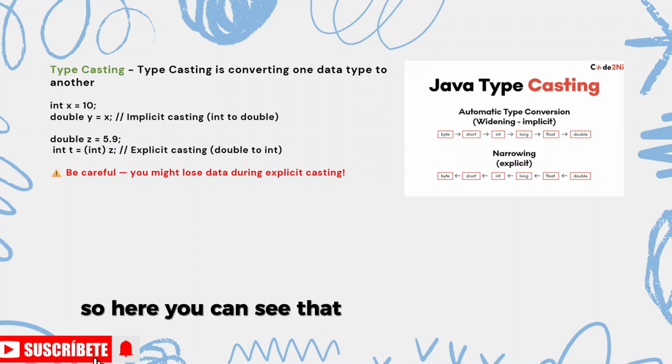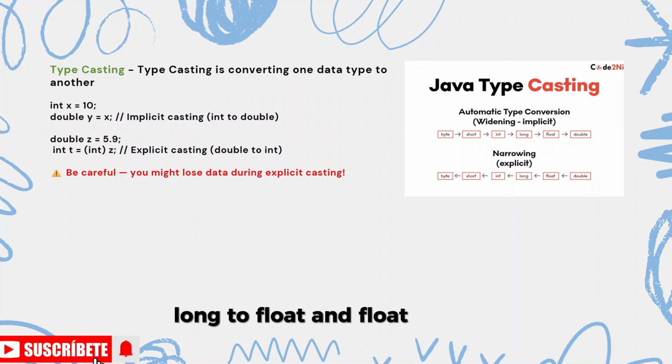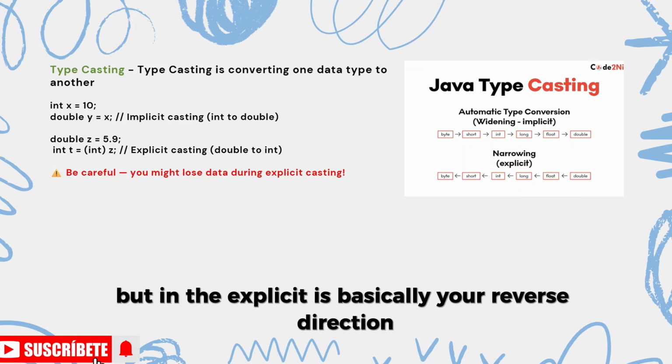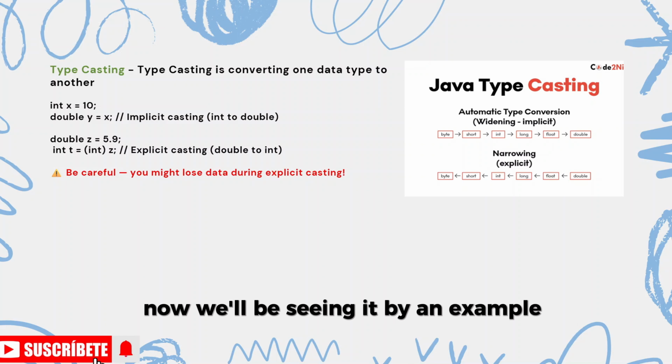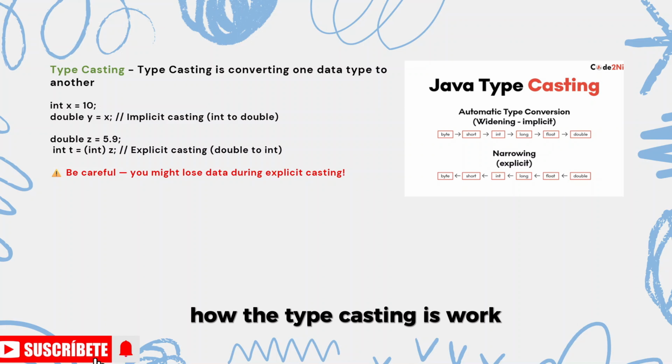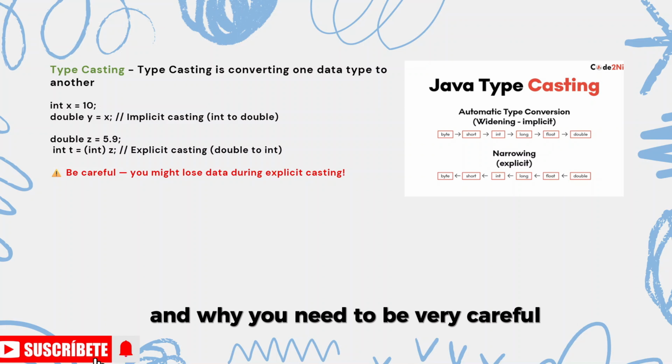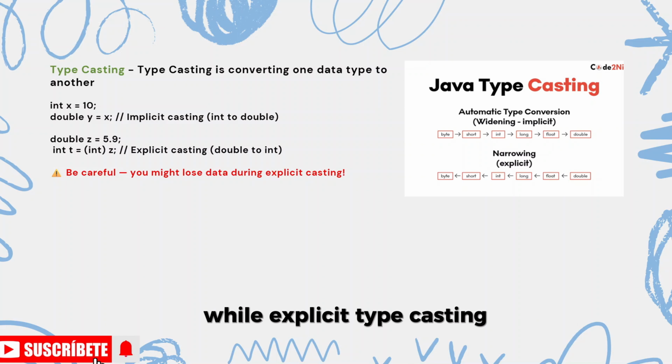So here you can see that the implicit typecasting is basically for the greater values, like byte to short, short to int to long, long to float, and float to double. But the explicit is basically the reverse direction: double to float, float to long, long to int to short, short to byte. So now we'll see by an example how the typecasting works and why you need to be very careful while doing explicit typecasting.